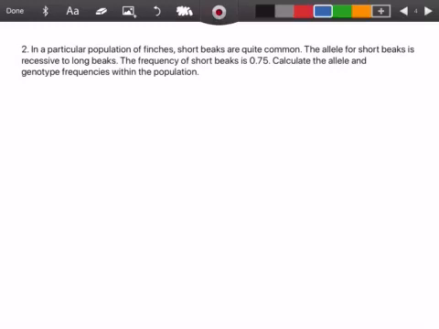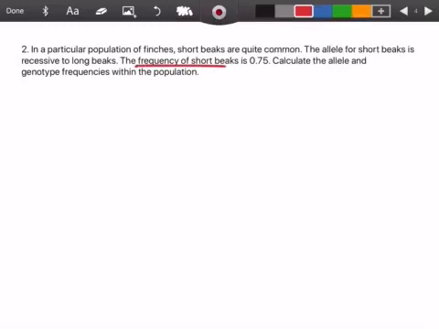Problem, we are given the question: in a particular population of finches, short beaks are quite common. The allele for short beaks is recessive to long beaks. The frequency of short beaks is 0.75. So again, let's stop right here and think about what we're given.